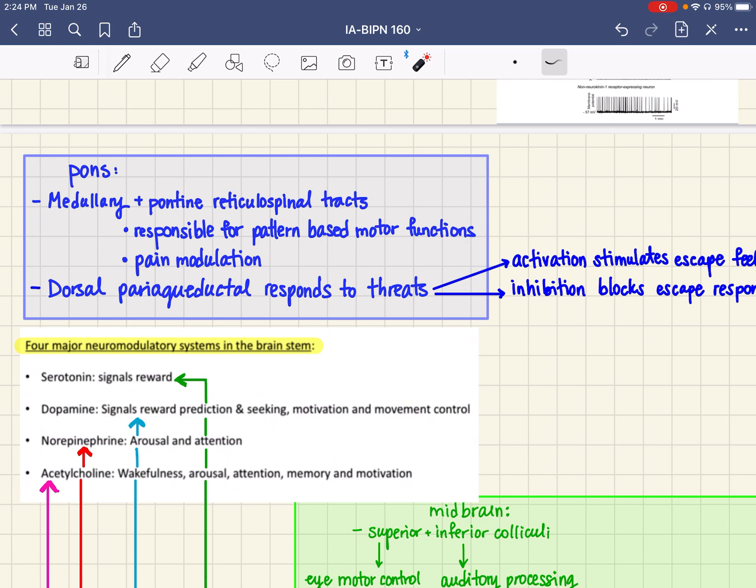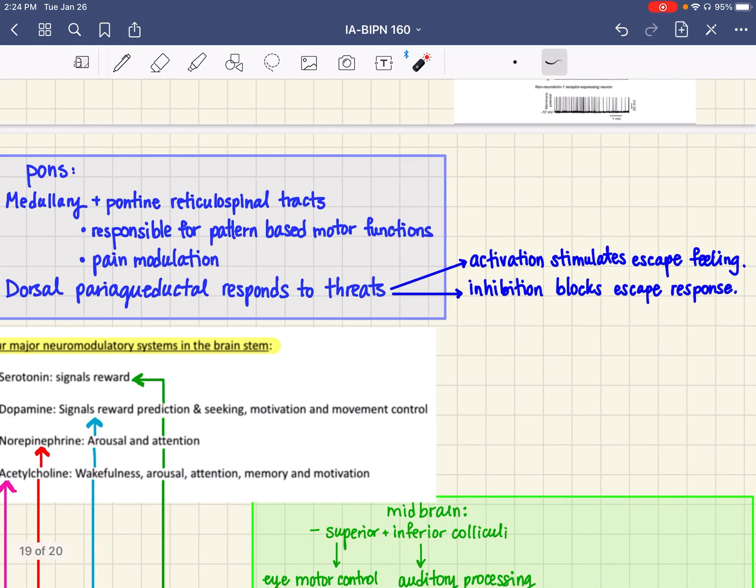And then the pons also contains the dorsal periaqueductal gray, I believe. That's what the area is called. And this area responds to threats. And it responds to specifically fast type of threats. So if the mouse is looking at a screen where something just dark and scary pops up, then this area in their pons is activated and it stimulates their escape response. So they want to run away. However, if this area is inhibited, then inhibition blocks the escape response and they no longer run away when they see a threatening image.